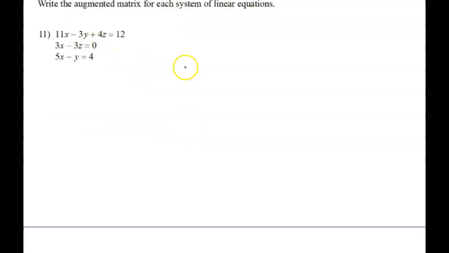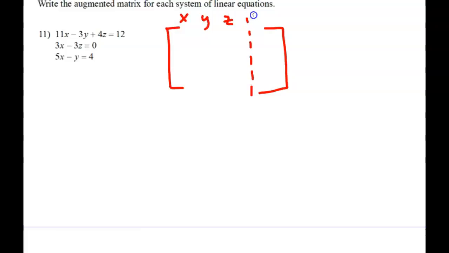All right, this should be the easiest question on the quiz. Just write the augmented matrix. So remember, it's going to go X, Y, Z, and this little dotted line to show what it's equal to over here. No, you don't have to put the dotted line. I won't grade on the dotted line. But be very careful that you put in zeros if you need them.